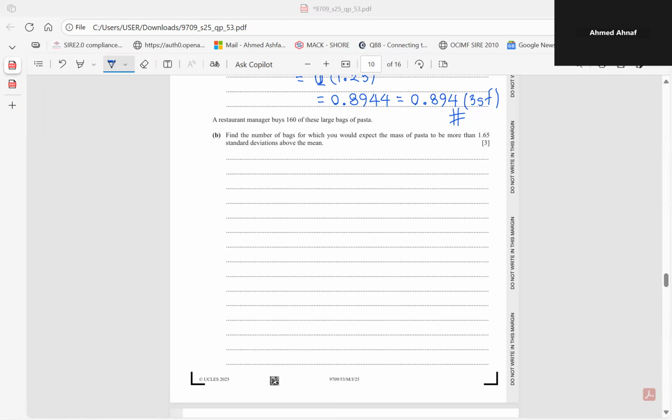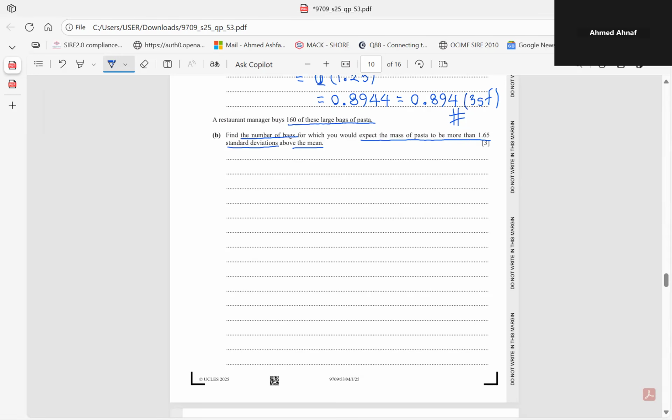Okay, so now we're told that a restaurant manager buys 160 of these large bags of pasta. And for this second part, we have to find the number of bags for which you would expect the mass of the pasta to be more than 1.65 standard deviations above the mean. All right, so what is 1.65 standard deviations above the mean?